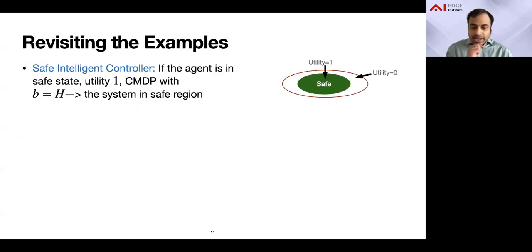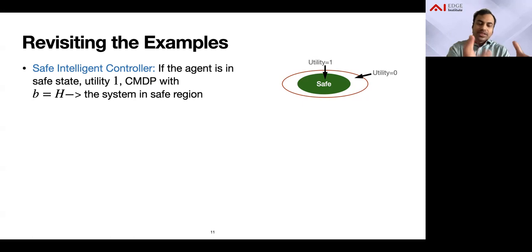Now as I told you, a lot of applications can be cast as a CMDP problem, but if you don't believe me, let me give you some examples. For example, a safe intelligent controller, which always wants to be in the safe regime. When you take an action, your dynamics change, but I always want to be in the safe regime. You can think of this as a CMDP where your threshold is H. You force that whenever I'm in a safe state I get a utility of 1, and I always want to be in the safe state.